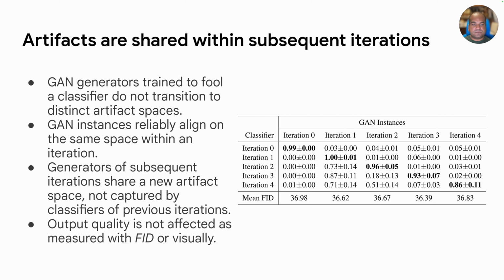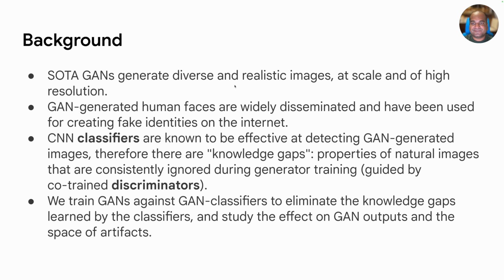We repeat this process for StyleGAN2 and ResNet, and we find that instead of the generators going to distinct artifact spaces, the instances reliably align on the same but a new space of artifacts, and the output quality is not affected. We now go over this work in detail.